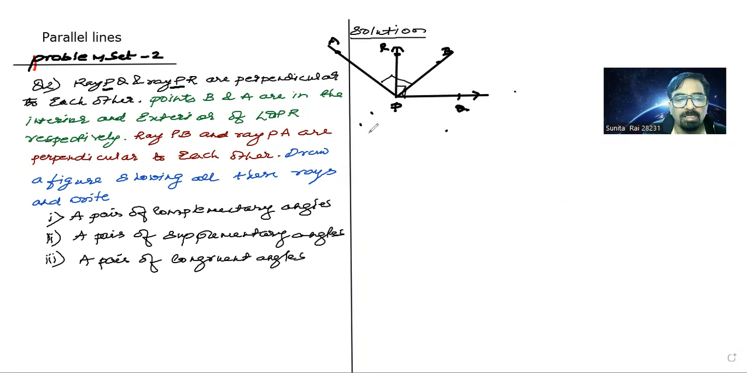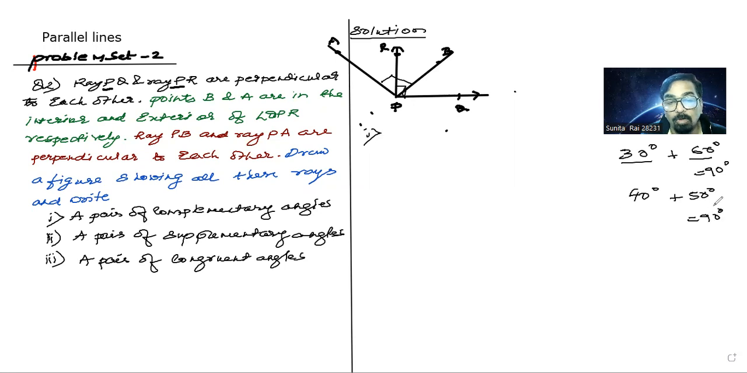When the sum of two angles is 90 degrees, suppose a 30-degree angle is there and a 60-degree angle is there. When you add them, children, you get 90 degrees. I'll say 30 and 60 are complementary angles. You have a 40-degree angle, you have a 50-degree angle. When I add them, I get 90 degrees. I call them complementary angles. I have a 70-degree angle, I have a 20-degree angle. When I add them, I get 90 degrees. They are complementary angles, okay?